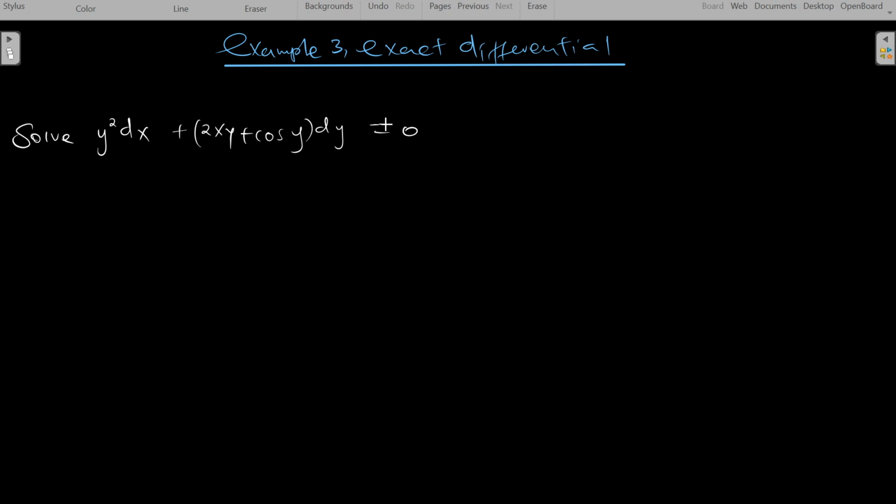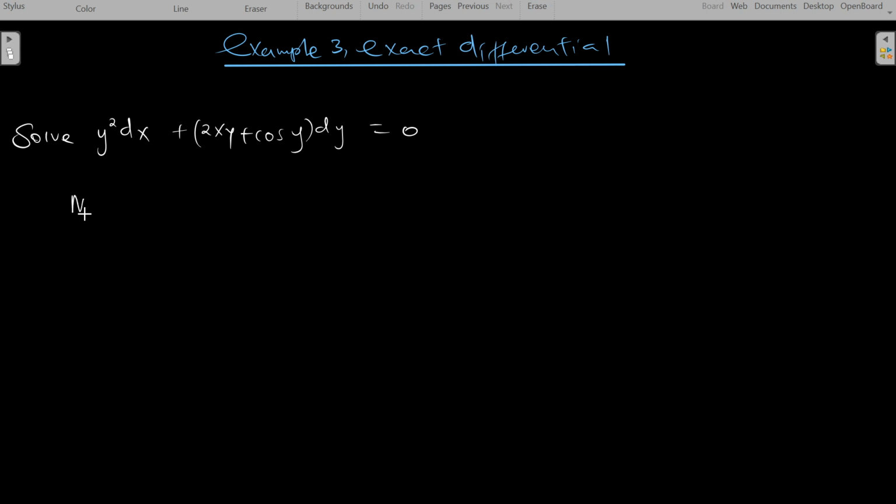Hello guys, so this is a third example on exact differential. Remember, this is our fourth method on how to solve first order differential equations. Now we are looking at example 3. Because we are conversant with this, we'll just go straight.